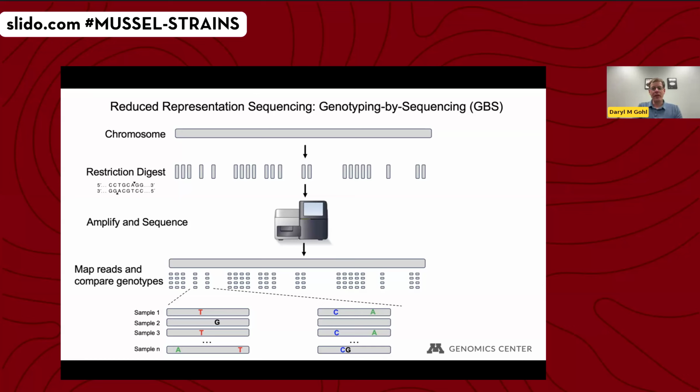whole genome. In practice, you take an enzyme called a restriction enzyme. It cuts at specific positions in the genome that give you these small fragments. You then sequence those fragments and can look at the alignment of those fragments to the reference genome. What I'm showing here are several different samples, zoomed in on some of these fragments aligned to the reference genome.